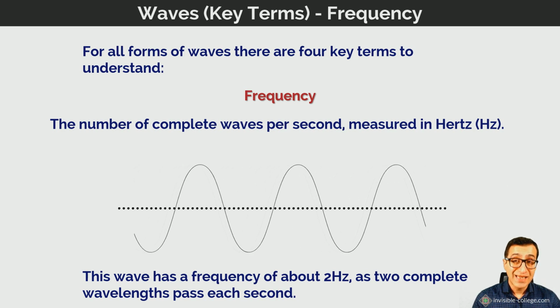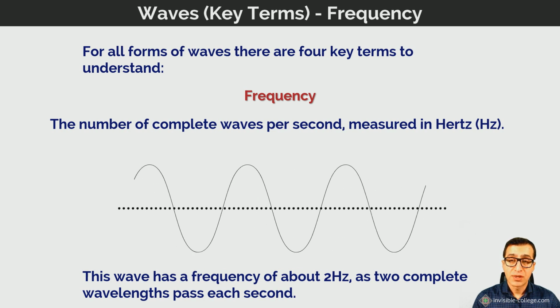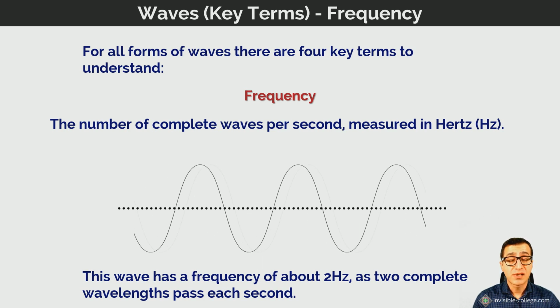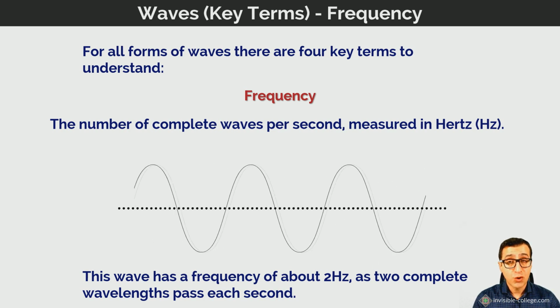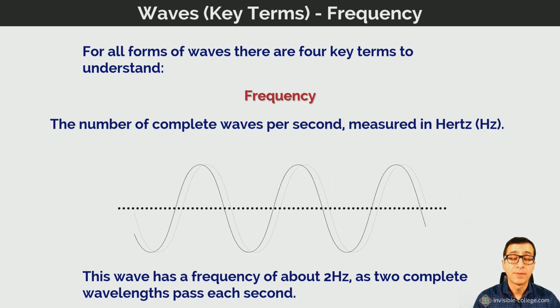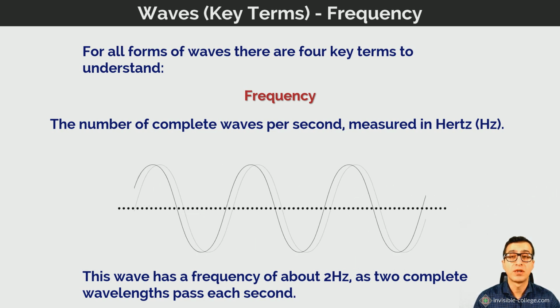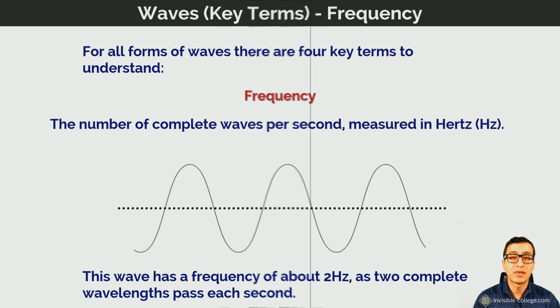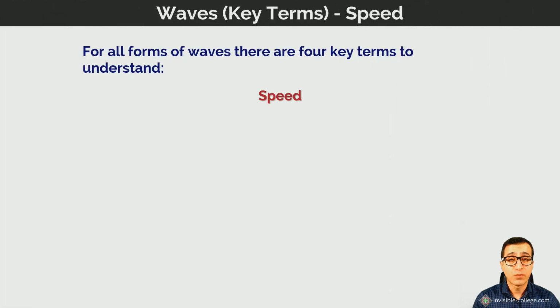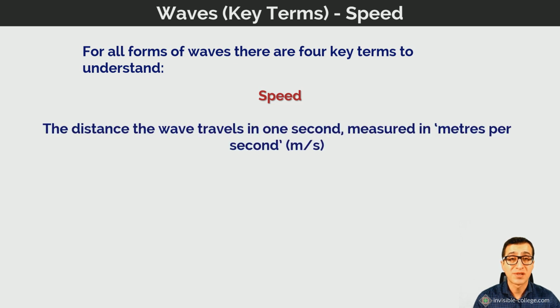I mentioned that there are at least 4 key terms. We've mentioned 3 of them. The third of these is the speed of a wave, because waves transfer energy from place to place, and because they are moving phenomena, their speed can also be defined. The speed of a wave is simply the definition of the speed of any object. It's the distance travelled by the wave per unit of time, in other words, the distance the wave travels in 1 second. And again, the standard units of speed are, of course, meters per second.